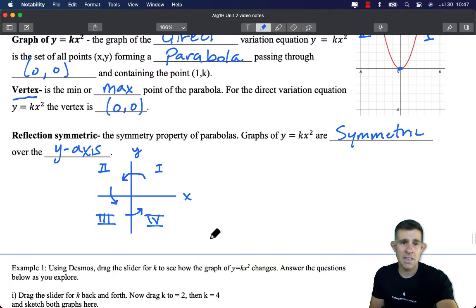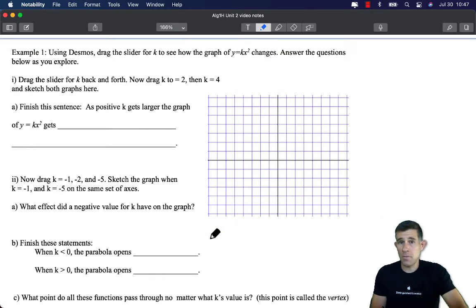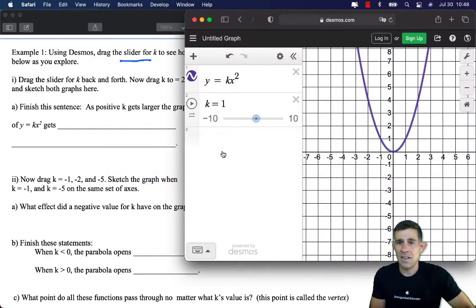All right, let's take a look at example 1 here. Example 1 says we're going to use Desmos again to create a sketch of y equals kx squared, where k is going to be a slider. So again, this is going to allow us to dynamically see what happens when we change the value of k. Then answer the questions below as you explore. All right, so we have our sketch opened up here, and you can see that this is our parabola where y is equal to k times x squared. Right now, the value of k is 1.